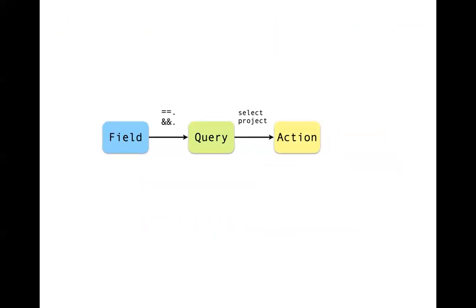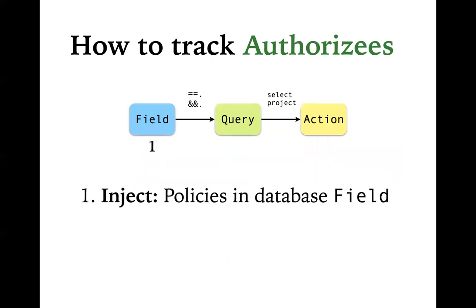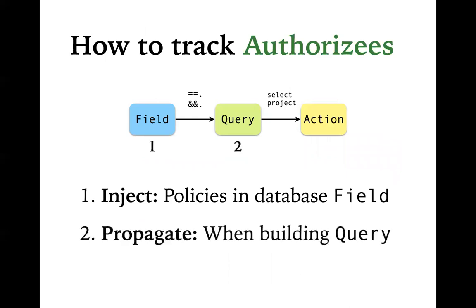So here's what we're going to do. Remember, the first step, we have these little policy predicates that are associated with the database field, right? So we can conceptually think of it as we're going to inject the policies in the database field. Then as we build up the database queries, with the equals and the and all those little query combinators, we are going to associate who are the people allowed to see the field, and now I'm combining two fields in a query, and I'm combining subqueries.